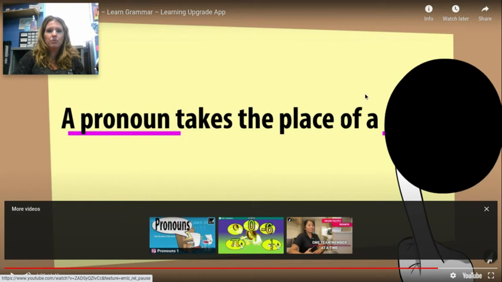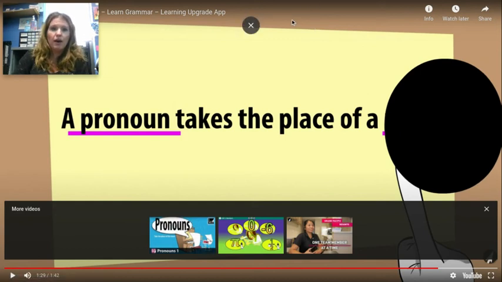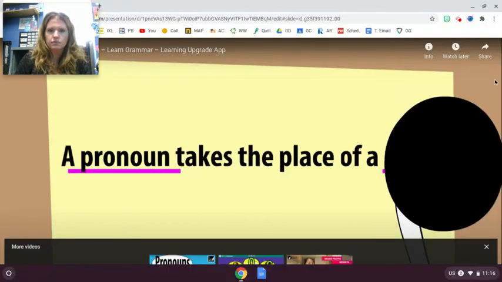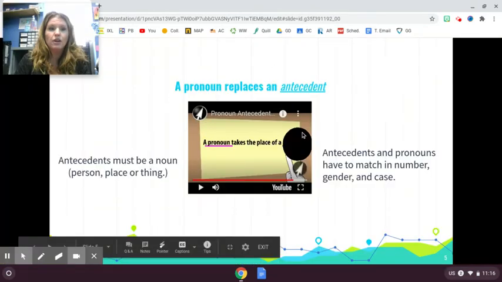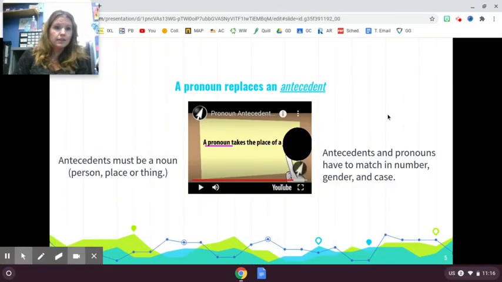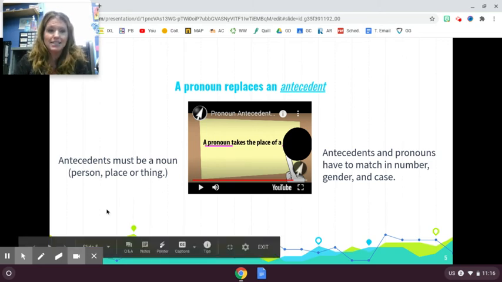All right, we're going to stop right there. So that said, a pronoun takes the place of a noun. Real quick, I want you to answer the question: what is the name that we give the noun that is replaced by the pronoun? Answer that question real quick, and then we'll move on. There we go. So hopefully you answered antecedent. The name of the noun that the pronoun replaces is an antecedent.